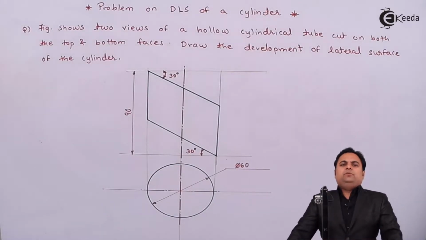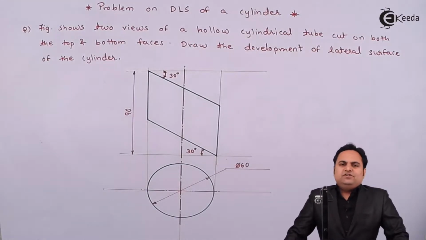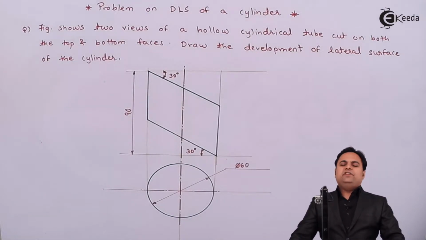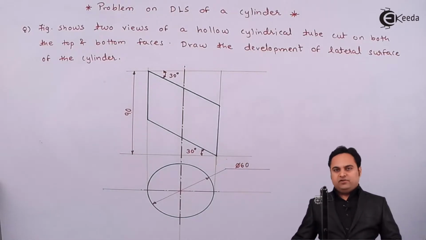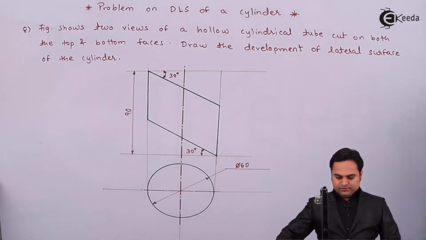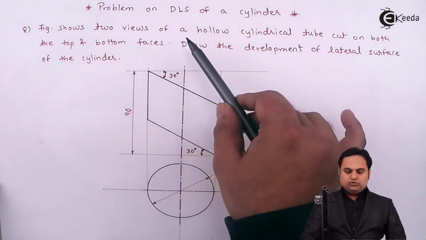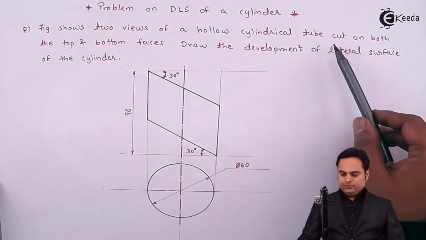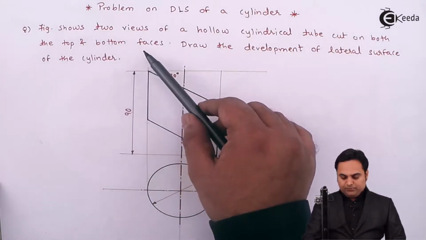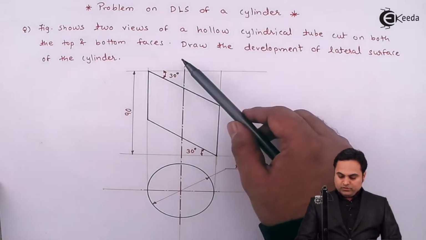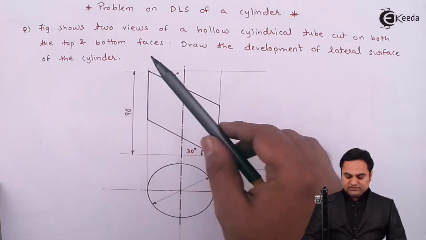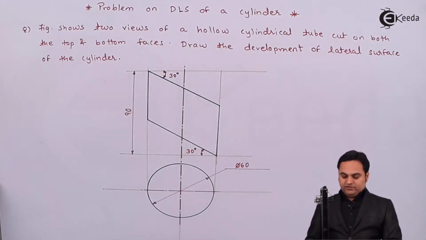In this video, we are going to see a problem on DLS, that is development of lateral surface of a cylinder. For that, here we have a question. Figure shows two views of a hollow cylindrical tube cut on both the top and bottom faces. Draw the development of lateral surface of the cylinder. So this is the question given to us.